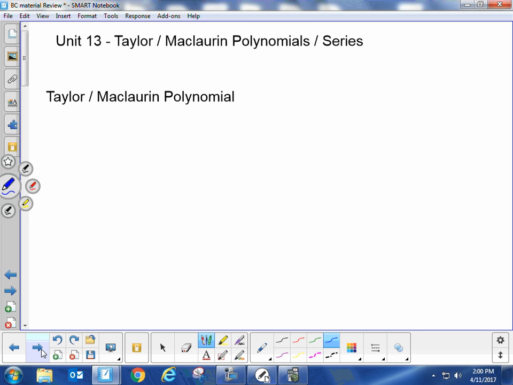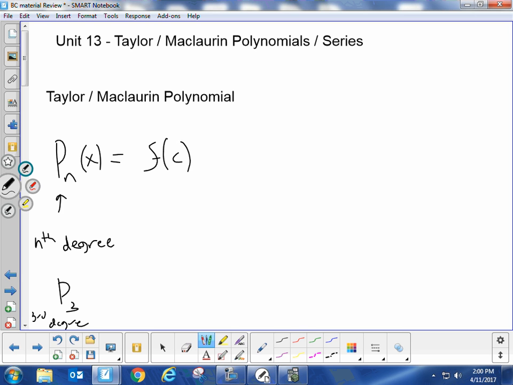Taylor and Maclaurin polynomials. It's very simple. It's just a really great way to approximate a function as long as you know some derivatives and a point. Okay, so typically we call a Taylor polynomial an nth degree. So p sub 3 would be a third degree. And if you had p sub 3, you'd end up with an x to the third power. But this nth degree Taylor polynomial is always centered at a point of our function that we're trying to approximate.